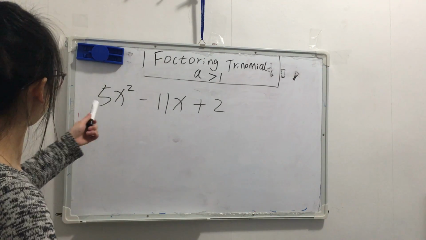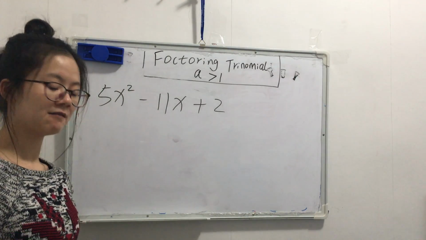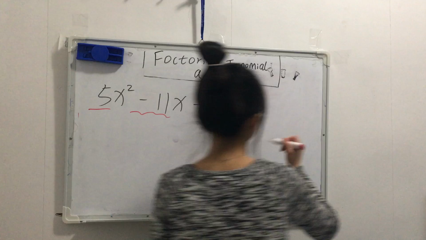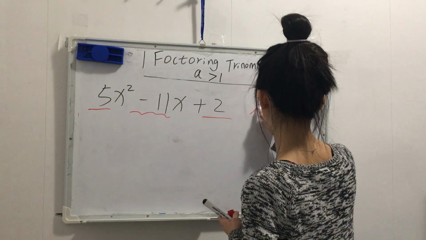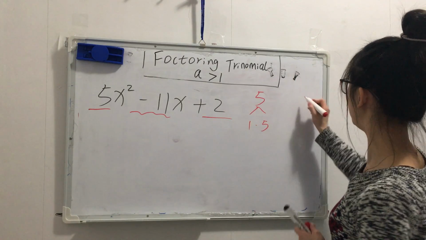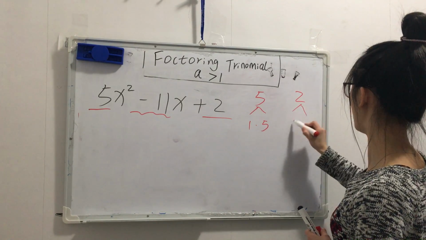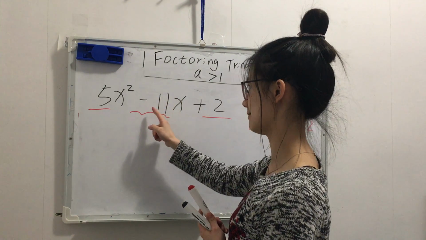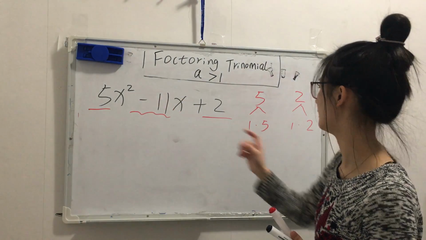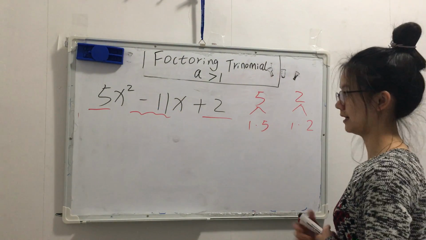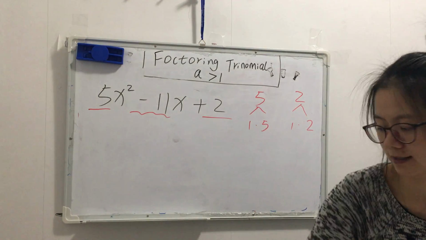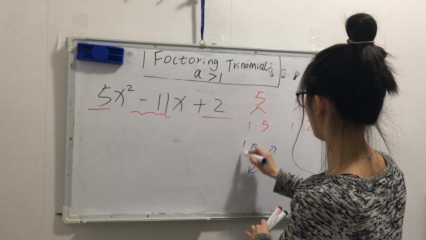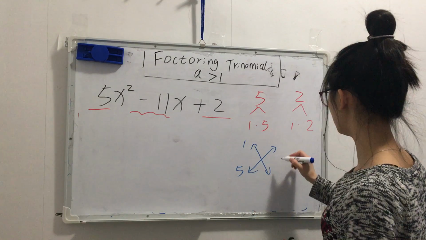5x squared minus 11x plus 2. This A term, this C term, this B term. 5 has the factors 1 and 5. And 2 has the factors 1 and 2. Then we want to check the summation to get negative 11, I'm sorry. Okay, let's try. So 1 and 5, and 1 and 2.